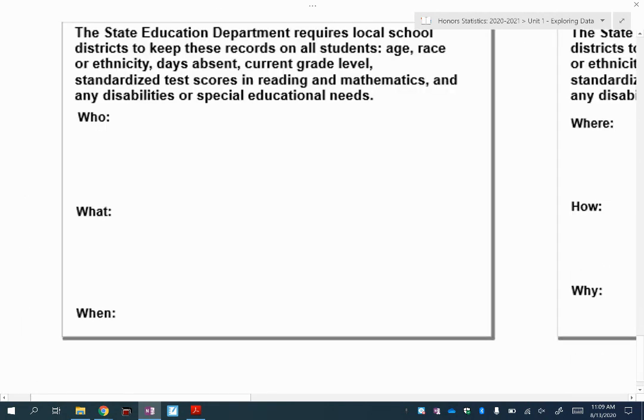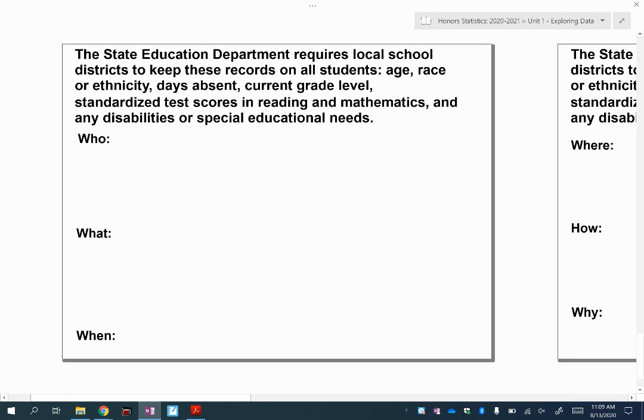We've got the state education department requires local school districts to keep these records on all students' age, race / ethnicity, days absent, current grade level, standardized test scores in reading and math, and any disabilities or special educational needs. So the who are going to be the students. Every year I get some students in my class who think the who are going to be the school districts. But if you look at the variables, all right, just look at the variables that they're listing off and who, and that's going to have to help you describe the who, all right, because you're looking at age, race / ethnicity, days absent. They're talking about students here.